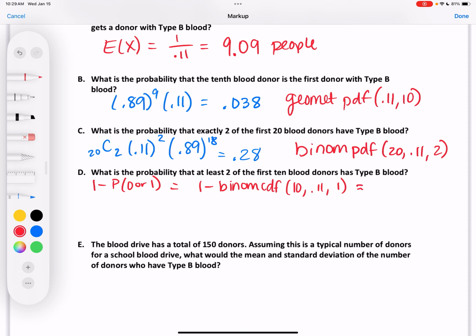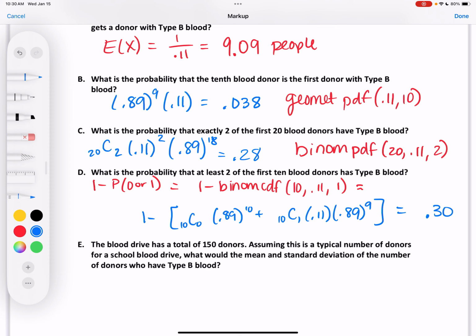Or if we wanted to do it the other way mathematically, it would be 1 minus 10C0 times 0.89 to the 10th, which says that there's no type B in the first 10, plus 10C1 times 0.11 to the first, meaning there's one type B person, and then 9 that are not, so 0.89 raised to the 9th. Either way we do this, we'll get the same answer, and we would get 0.30.